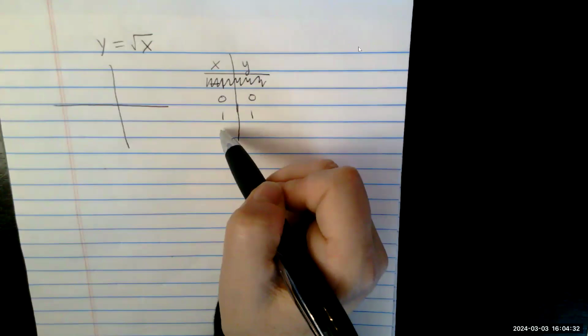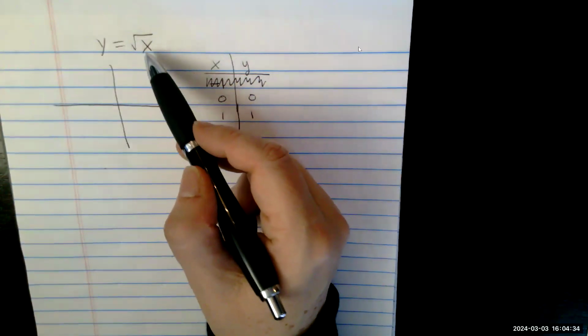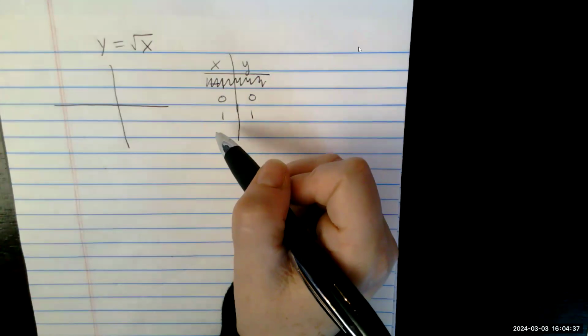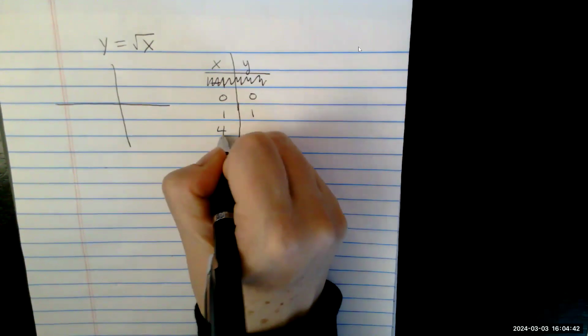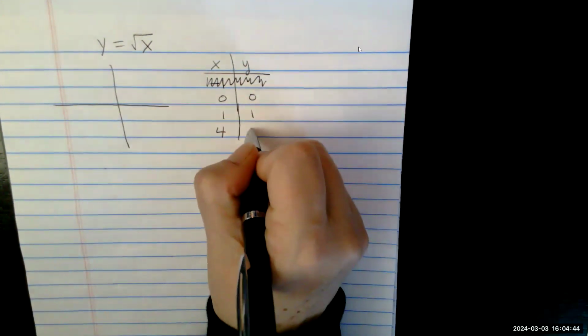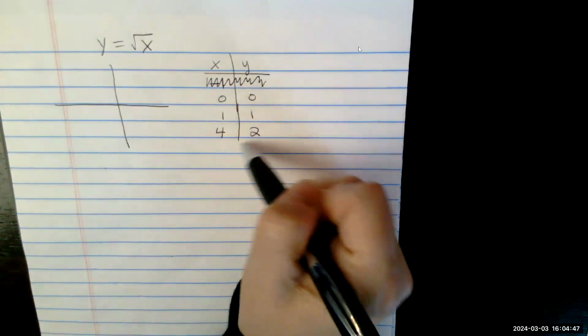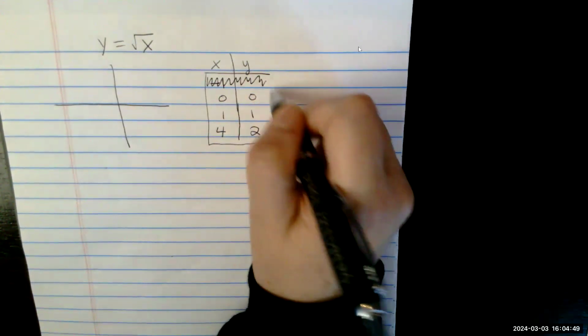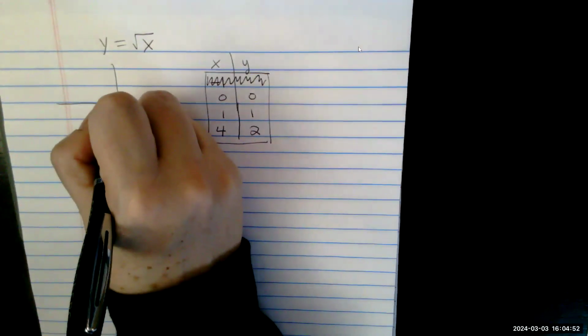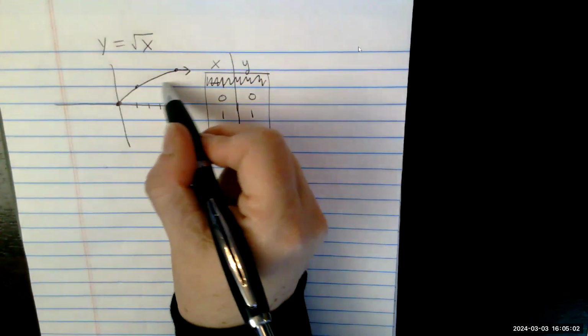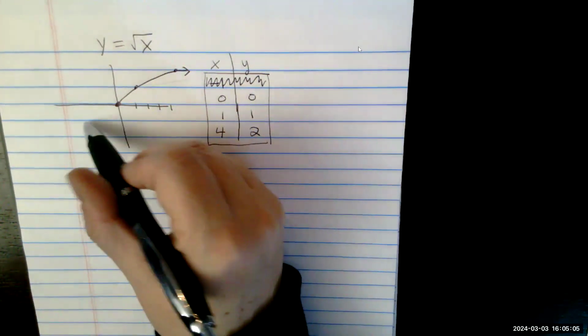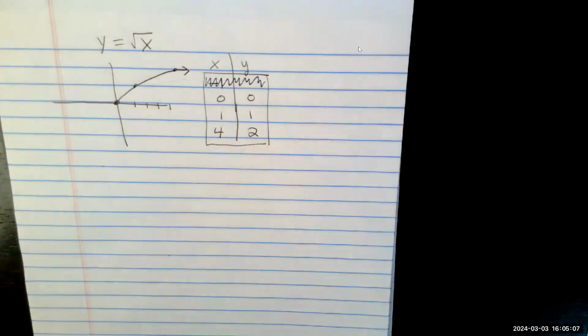I would normally try 2 next, but I can already see that, oh, square root of 2 is not going to be nice. So let me pick the next nice number that if I take the square root, I don't get a decimal. Wouldn't that be 4? Square root of 4 is 2. So these are going to be kind of my starting points for my parent function. 0, 0, 1, 1, and 4, 2. So you'll see it's just kind of like a half curved line. Never goes down here unless there's some kind of shift.